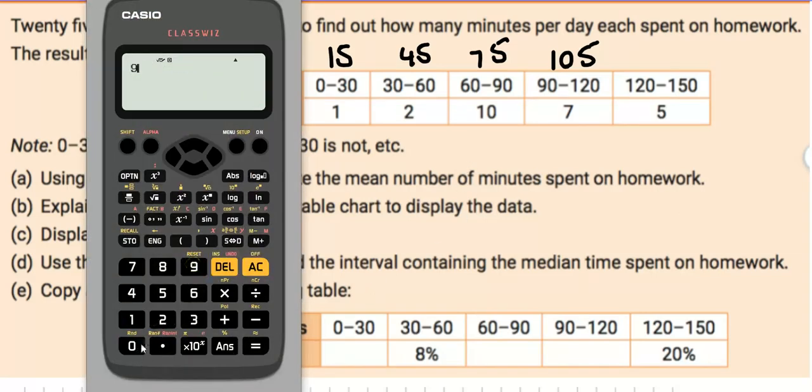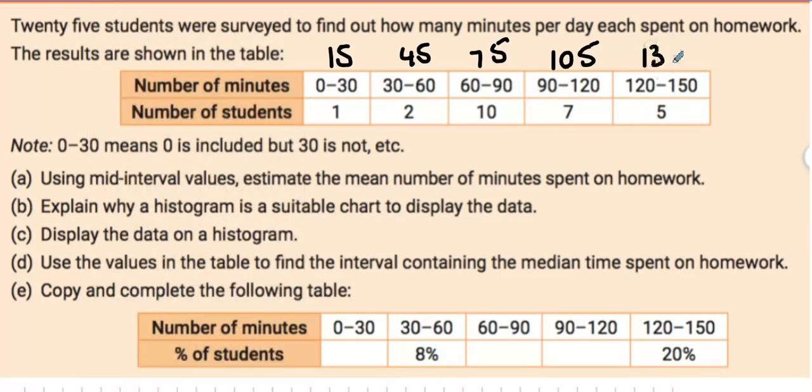So 90 plus 210. Oh, sorry. 90 plus 120. Divided by 2. 105. Yes. Yeah, exactly. No worries, whatever way you want to do it.